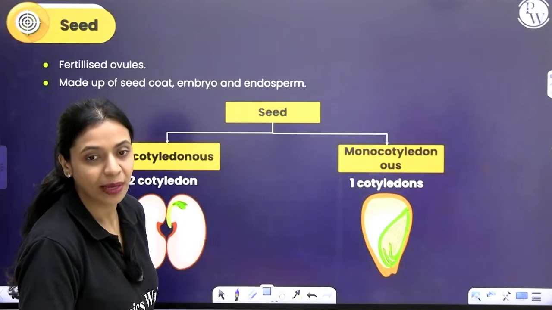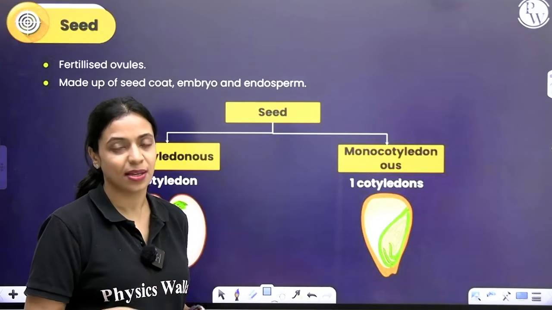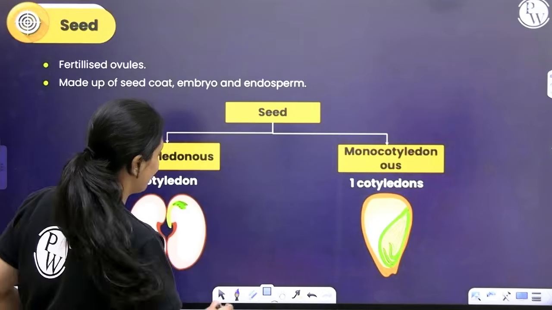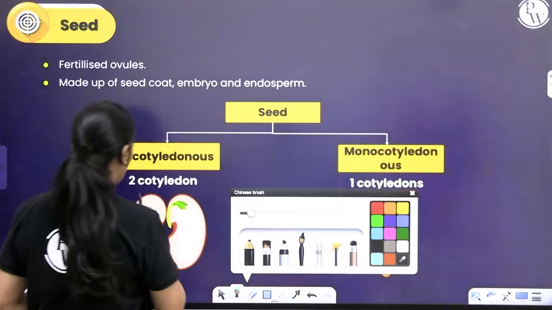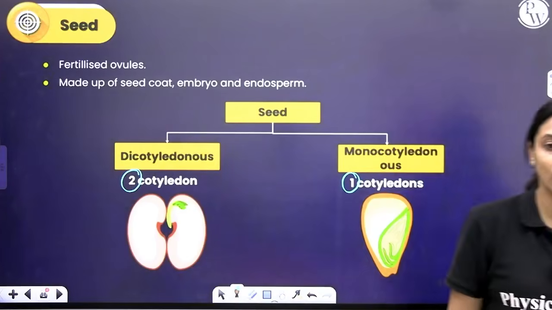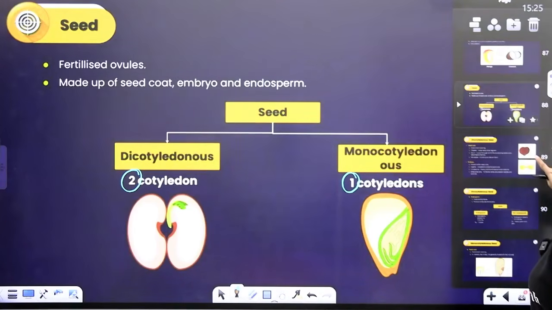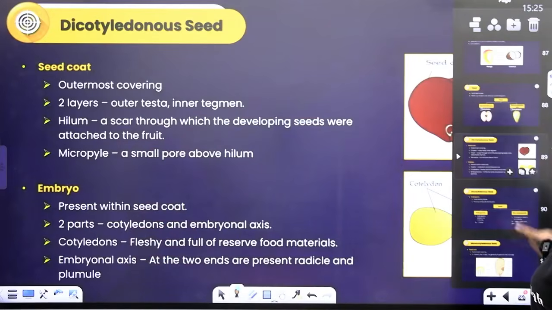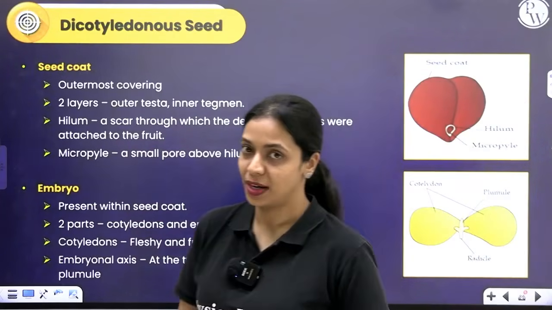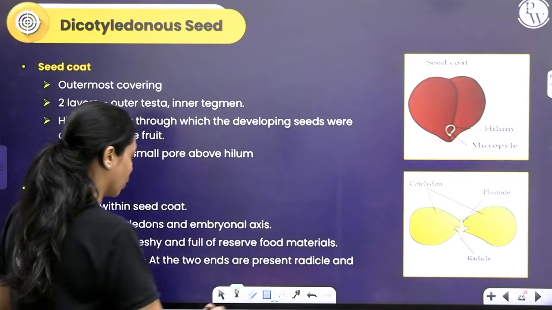Seeds are of two types depending upon how many cotyledons are present. Within some seeds, two cotyledons will be present, within some only one will be present. If two cotyledons are present, we call it dicotyledonous seeds. If one cotyledon is present, we call it monocotyledonous seeds. Okay? First, we learn about the structure of dicot seed, then we will focus on monocot seed. So, in a seed, you will have some parts. Outer protective covering will be there, that is called the seed coat.